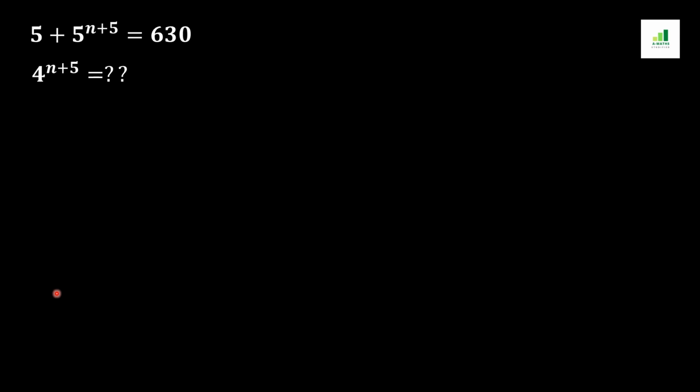How? Simply, our given question is 5^(n+5) = 630, which is the given equation, and the required expression is 4^(n+5).